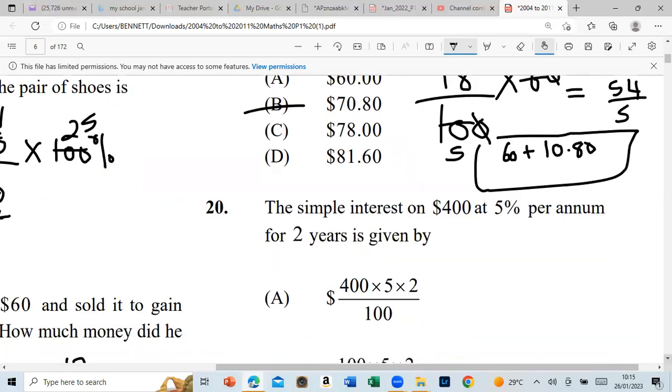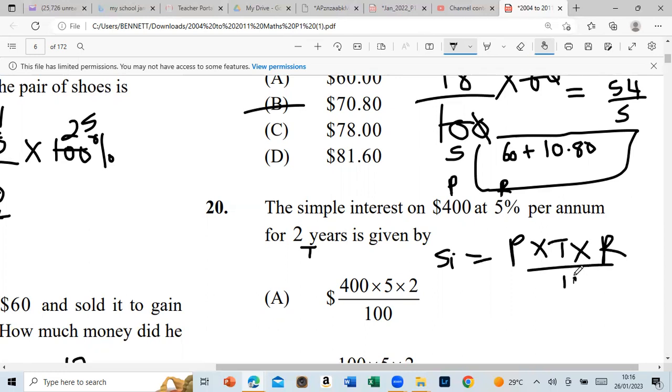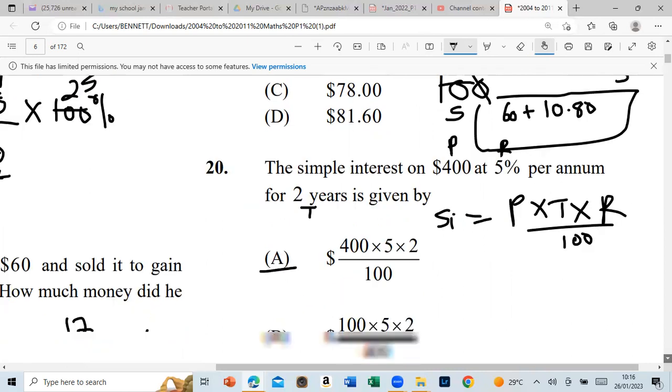The simple interest on $400 at 5% per annum for 2 years is given by, yeah, this is exactly it. So simple interest is equal to the principal, which is this. This is our R, and this is our time. It's P times T times R. Since we don't work it out to the end, 100 comes from the 5%. That's 8.